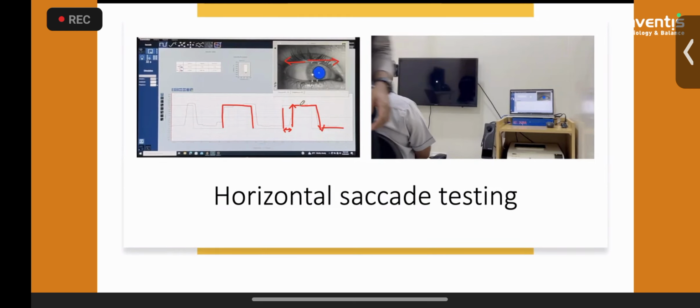So here you can see the subject is sitting wearing the goggles, and the eye is moving from one area to another area directly. It jumps from left to right, and then jumps from right to left. This kind of movement is called saccadic movement, and this is a horizontal saccade.